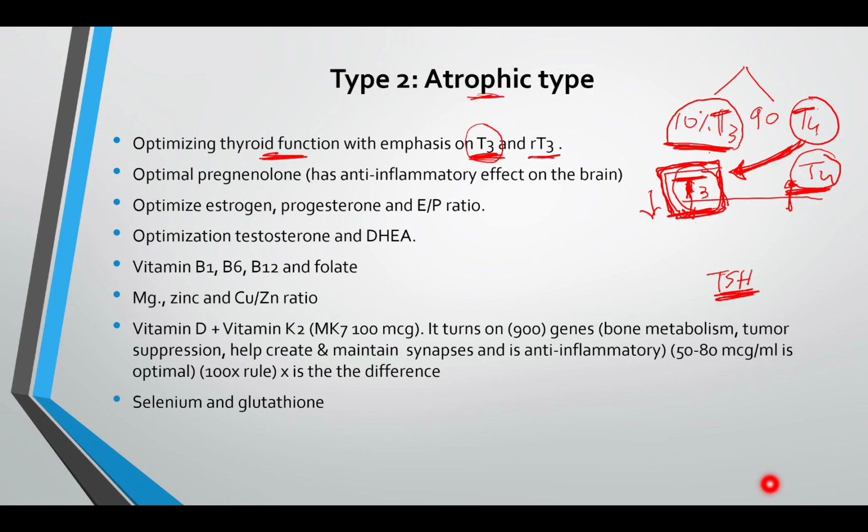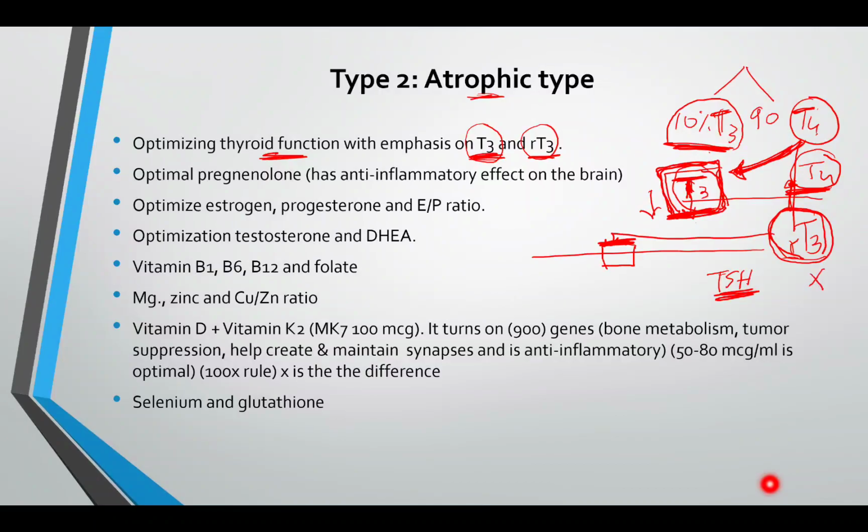Then the second one is the reverse T3. Reverse T3 is another hormone that comes from T4. So T4 also becomes something called reverse T3. You remember the T3 is the active hormone. The reverse T3 goes to the receptor of the T3 and stands there, preventing the T3 from coming to the receptor and doing its action. So we need to test for the reverse T3. In regular and traditional medicine, we don't test for the reverse T3.